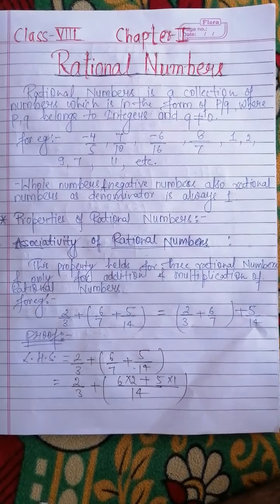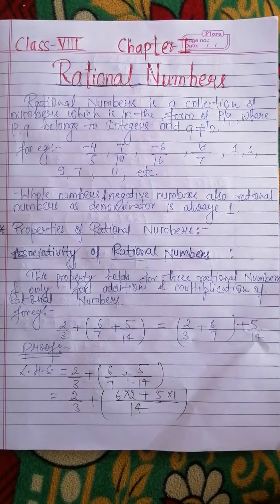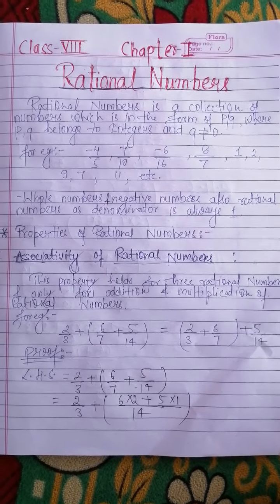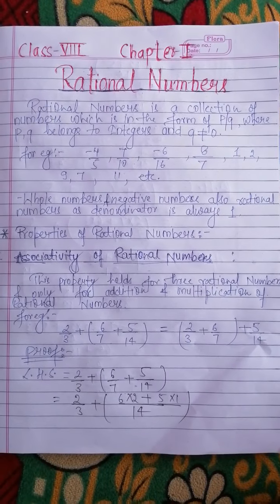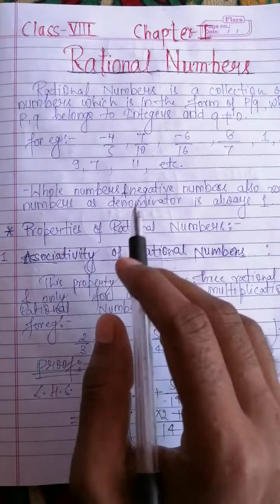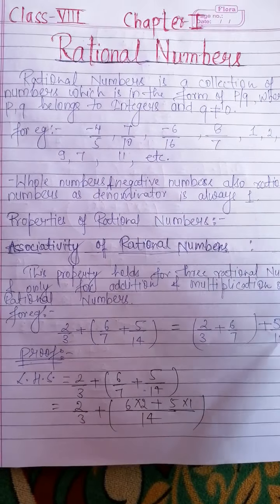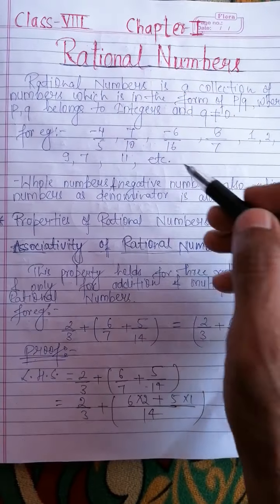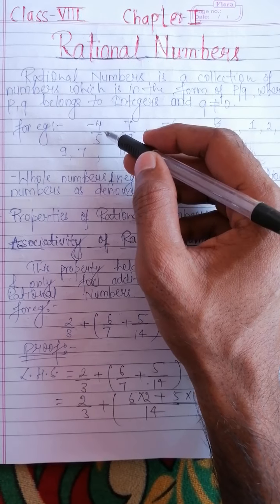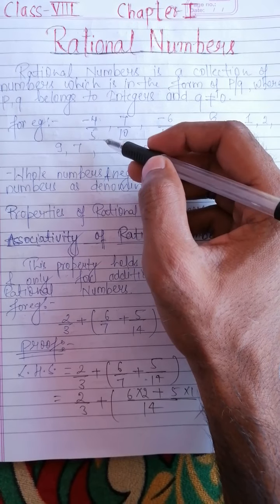Basically, a rational number is a collection of numbers in the form of p by q, where p and q belong to integers, that is, p and q can take any value from the integers, and it is necessary that q should not be 0. A rational number is basically a fraction. We have studied a lot about fractions. It has two parts, numerator and denominator. Like in -4 by 5, -4 is the numerator and 5 is the denominator.